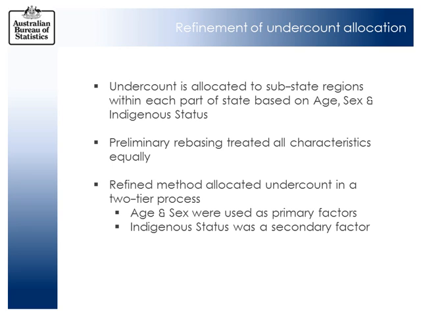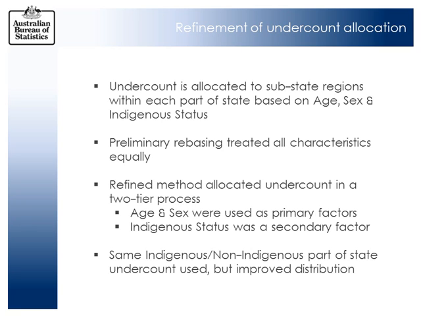Age and sex were used as primary factors, with Indigenous status a secondary factor, due to the relatively small proportion of the population who are Aboriginal and Torres Strait Islander. The same total Indigenous and non-Indigenous part of state undercount was still assumed, but we've just improved the way the undercount was distributed across SA2s.